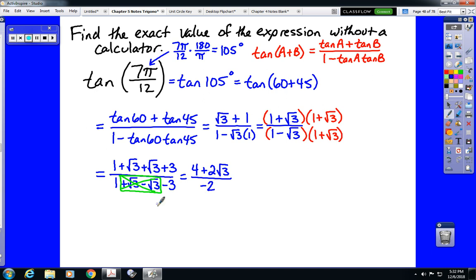Now we're almost done. The only problem here now is that we have a common factor in all three terms of our fraction. All three terms are divisible by 2, so we are expected to divide all 3 by 2. And I'm actually going to divide by negative 2 so I can get rid of the denominator in its entirety. So 4 divided by negative 2 is negative 2, and 2 root 3 divided by negative 2 is negative root 3. So our answer would be negative 2 minus the square root of 3.